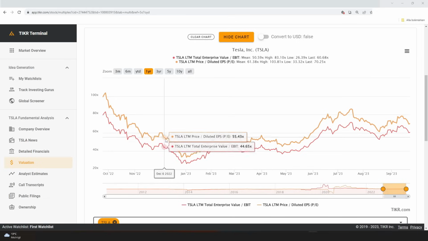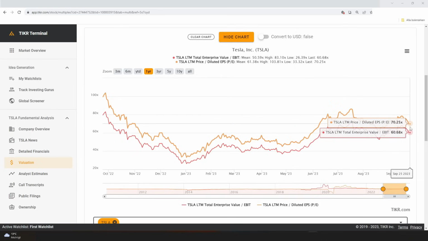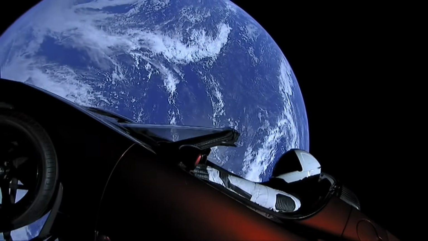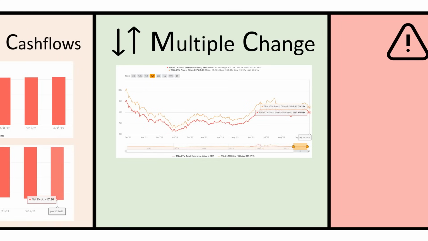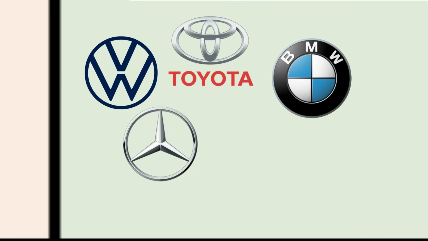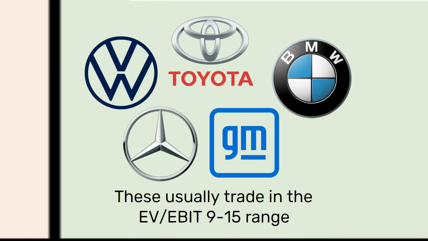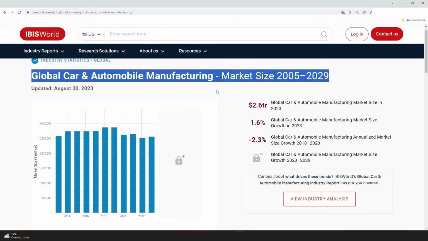Currently, on a trailing 12-month basis, Tesla trades at EV/EBIT 61 and PE 70. Now, that is a stratospheric valuation. Tesla competes with incumbents such as Toyota, Volkswagen, Mercedes, BMW, and GM, and these companies all typically trade in the EV/EBIT 9 to 15 range. No, this is not an apples-to-apples comparison, but the truth is that that is what Tesla can expect at some point in the future. EVs can only grow at the cost of combustion cars for so long, because the car industry as a whole doesn't really grow.